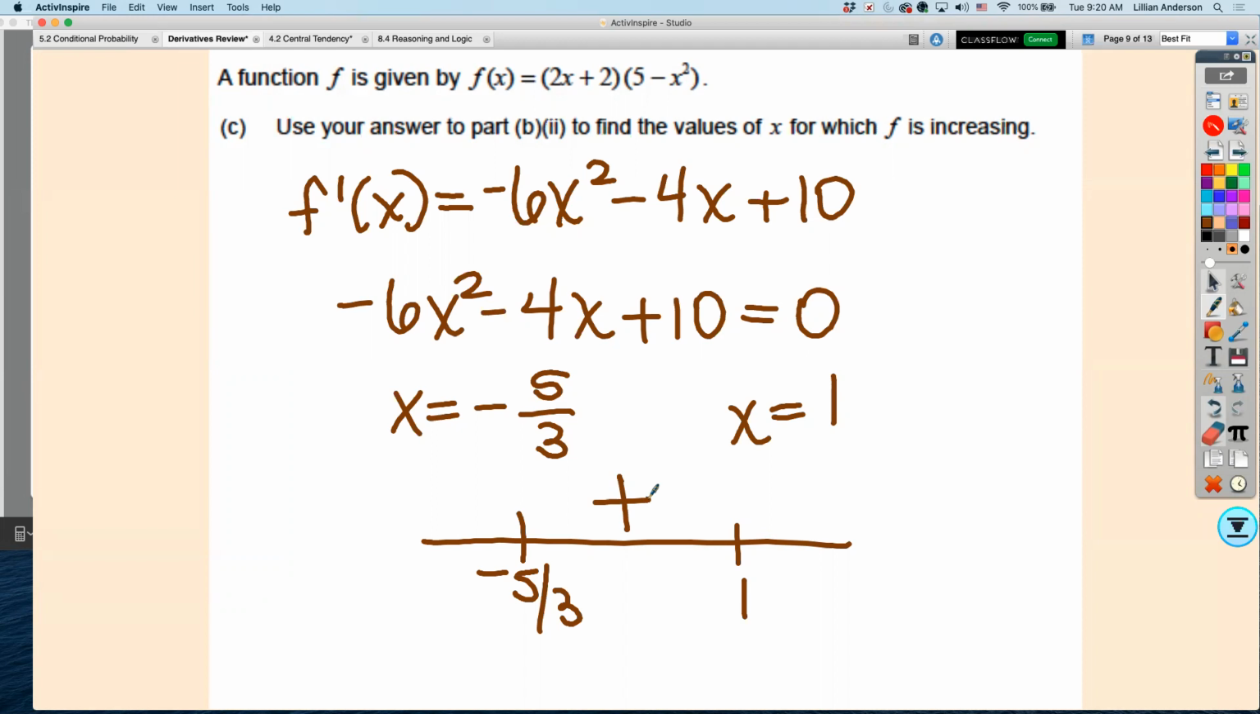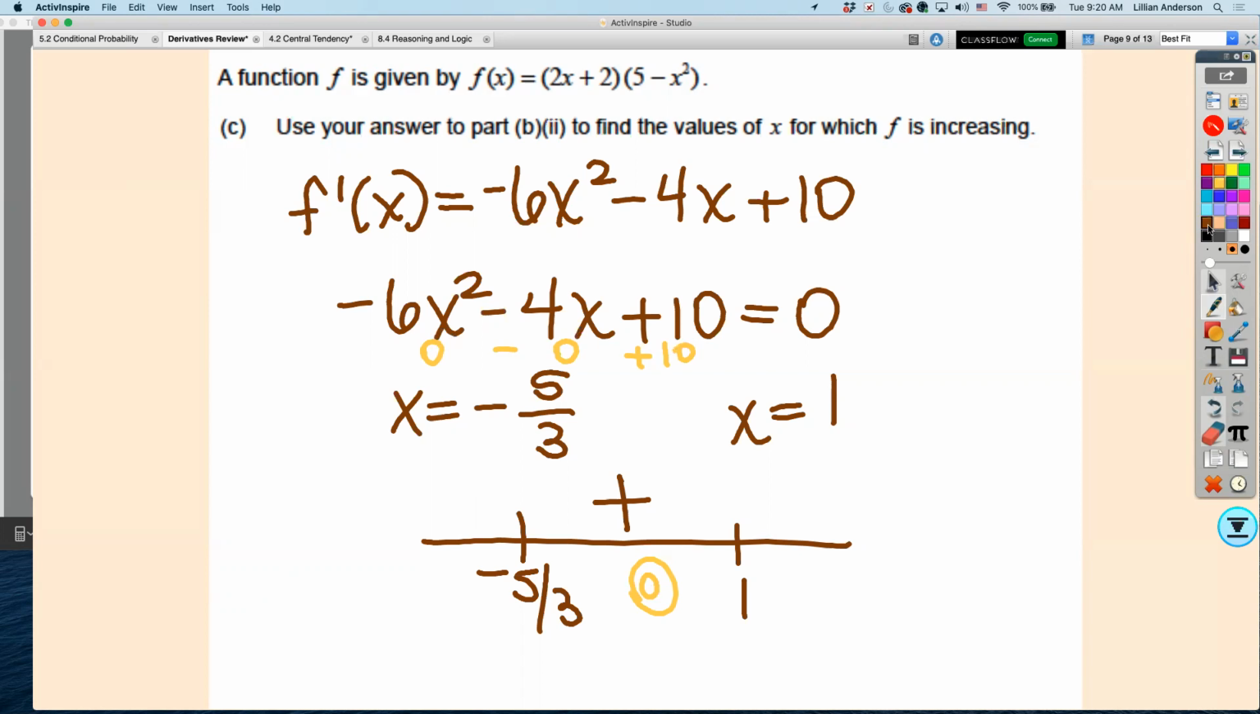Okay? So we either look at the graph and see that, oh, well, wherever the graph is above the x-axis, that means that's where the function is going to be increasing. I can do it that way. I could also pick a test point like 0 and plug it into the derivative. When I plug in 0 into the derivative, don't I get a positive number? Well, 0 minus 0 plus 10. Positive 10, right? So that means I'm increasing between negative 5/3 and 1.